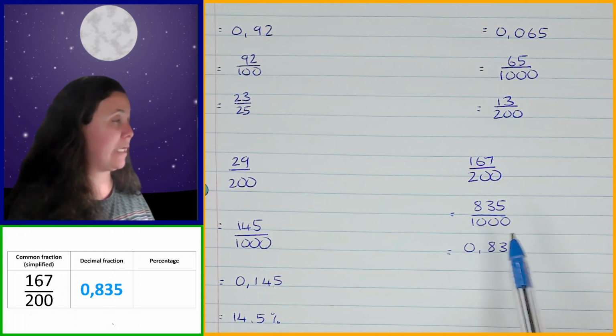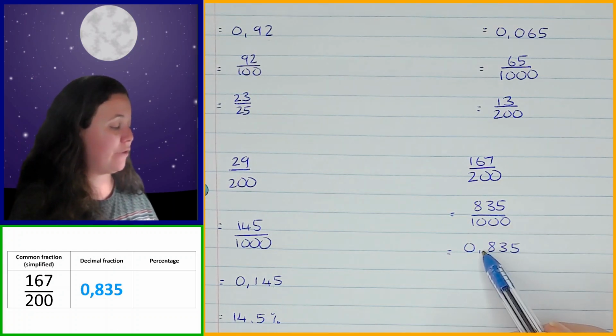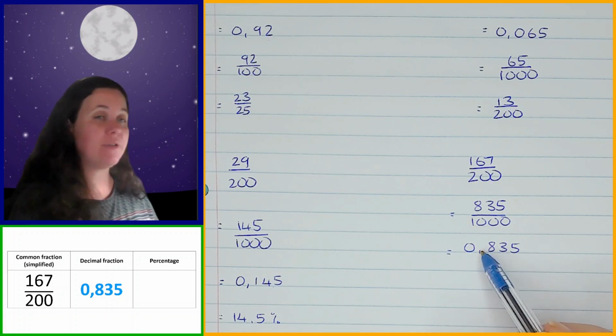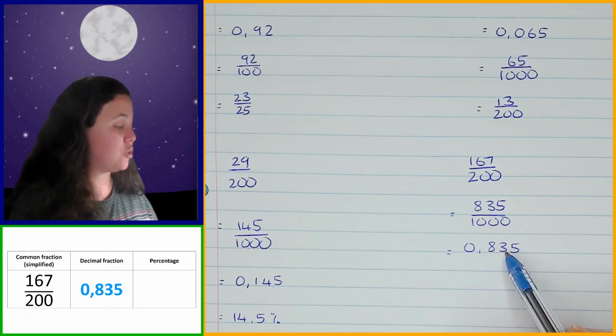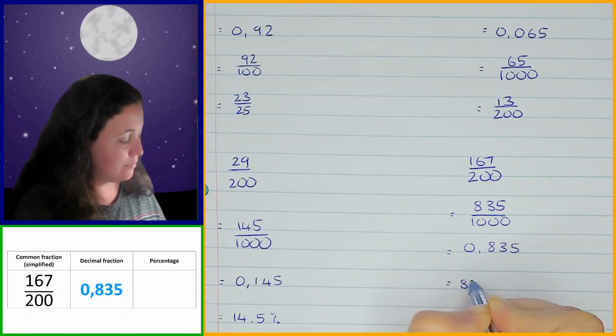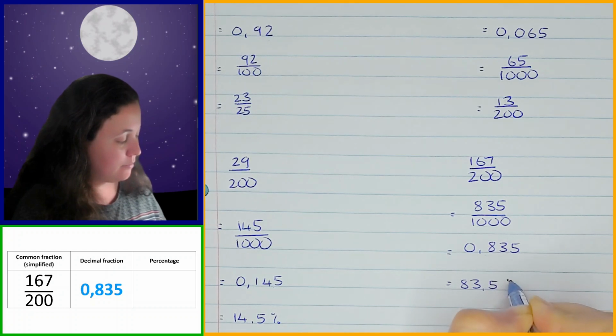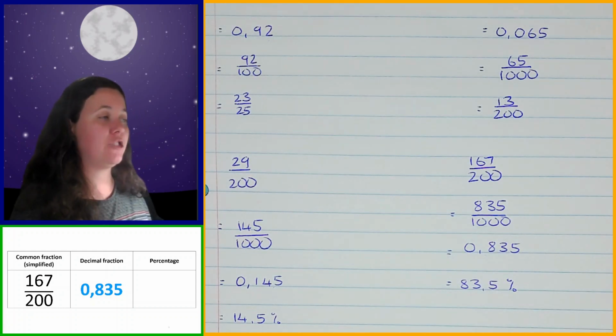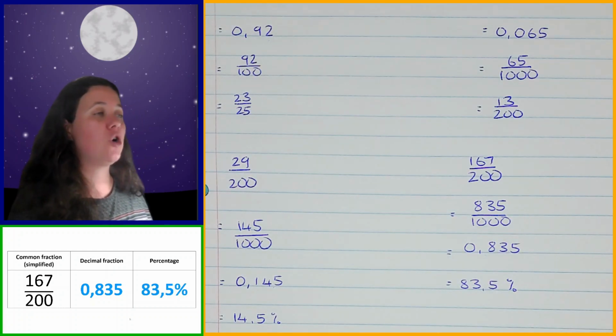And then to convert to a percentage, we're going to take the decimal fraction and multiply by 100, which moves that decimal point 2 places to the right, giving us 83.5%. So that's what you should have got for your percentage for that one. Okay, now let's go on to the next one.